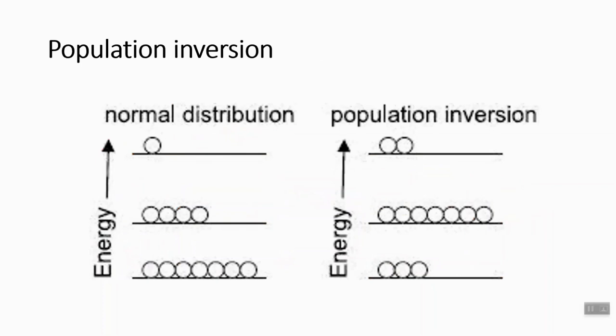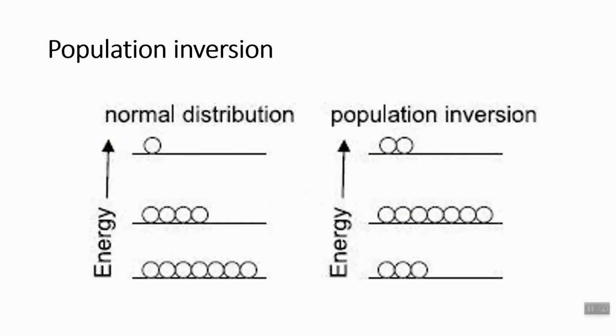In addition to stimulated emission, the other two important prerequisites for the generation of laser include the existence of a metastable state and population inversion condition. Let us see each of them in detail. First one is population inversion.